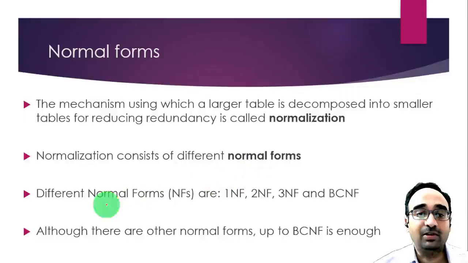So what are the different normal forms that are there? We have first normal form, second normal form, third normal form, and BCNF, which means Boyce-Codd normal form. Of course we have other normal forms also, like fourth normal form, fifth normal form, etc. But if your relation is in BCNF, that is more than enough. If your table or relation is in BCNF, that means there is no redundancy. I hope you understood what the different normal forms are and what their purpose is.